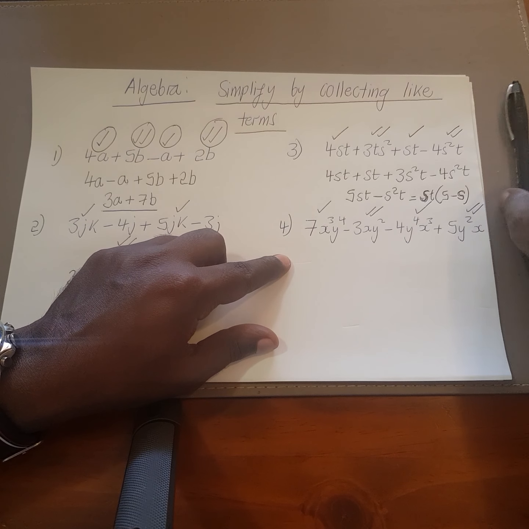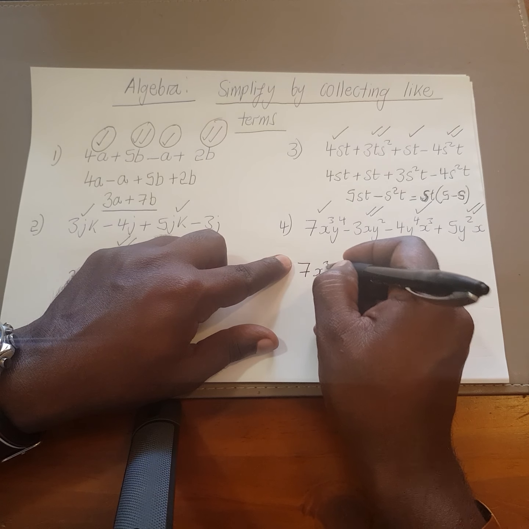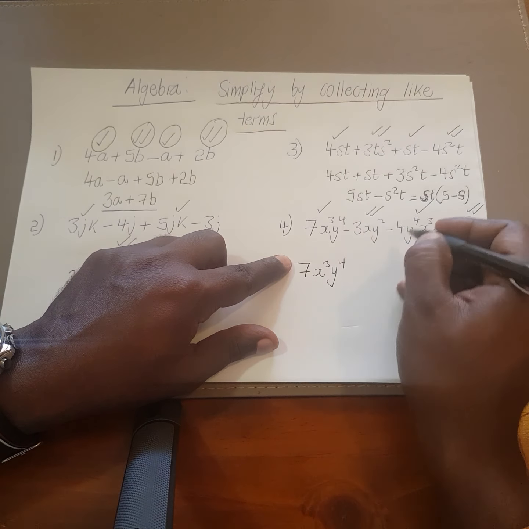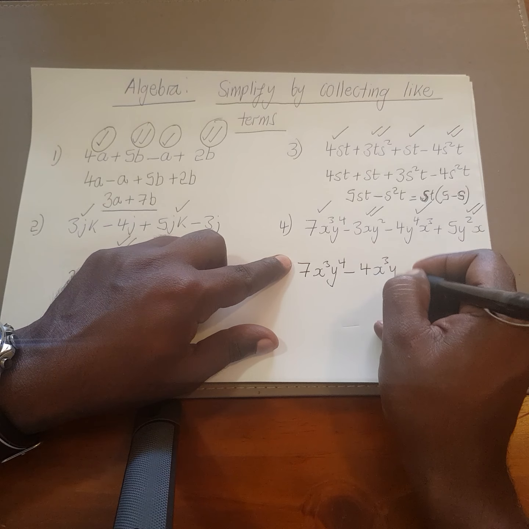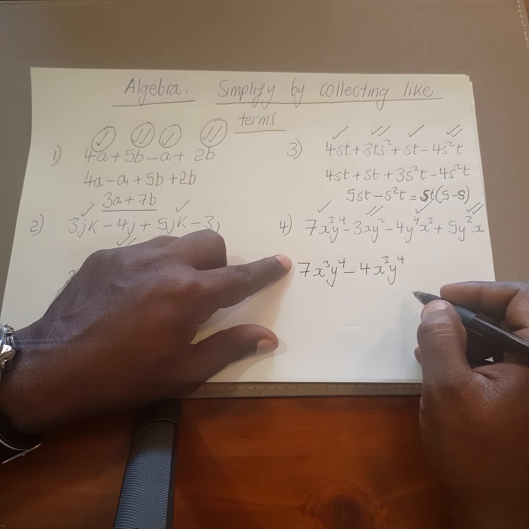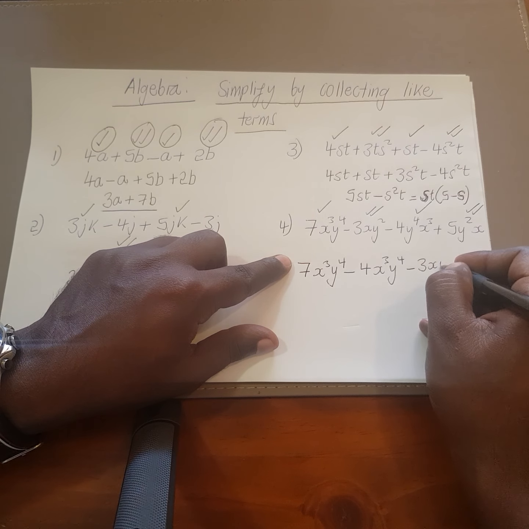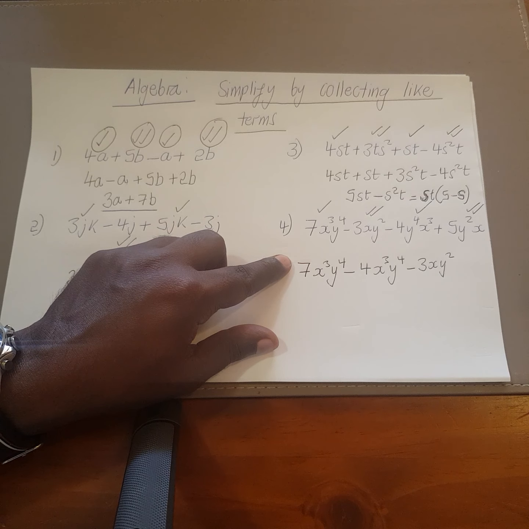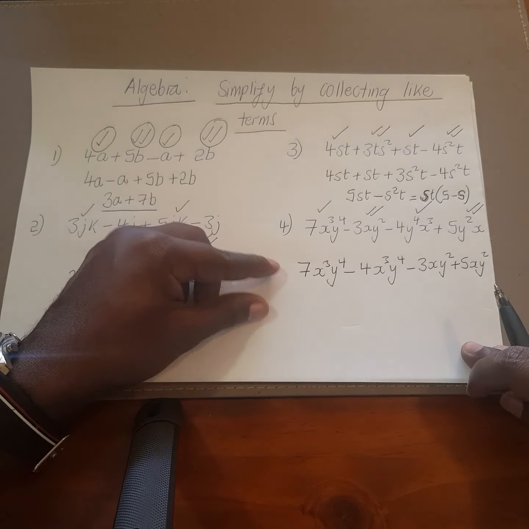So let's now rearrange that. So that's going to be 7x to the power 3, y to the power 4, minus 4, x to the power 3, y to the power 4. Remember, I've just jumbled them up. And then I'm going to put negative 3xy squared plus 5xy squared. So what was jumbled, I've now put them together. Now you can see I've simplified it.